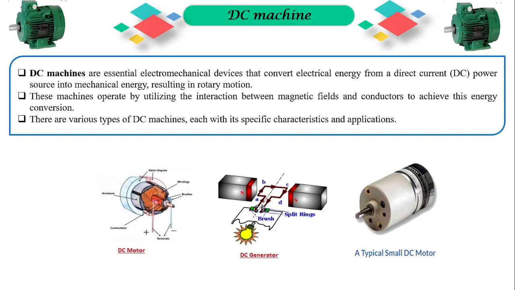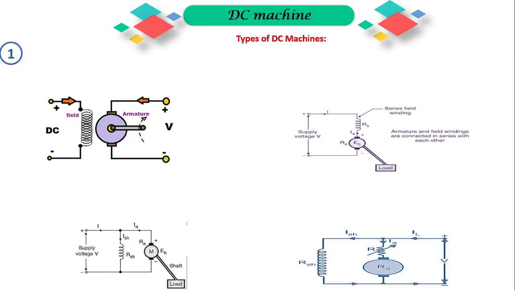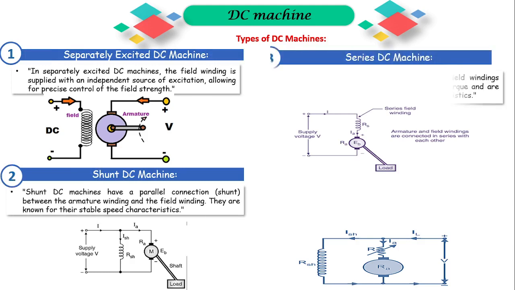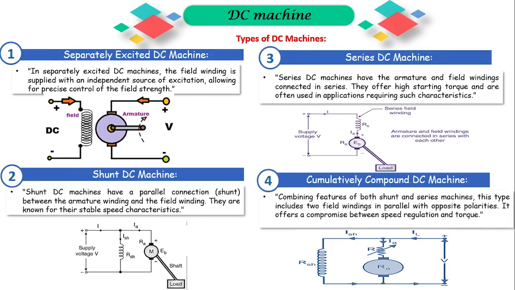DC machines come in various types, each tailored to specific characteristics and applications. They are versatile and find use in a wide range of industries and electrical systems. DC machines offer a versatile array of types, each precisely designed to provide for specific applications. Let's explore these types.